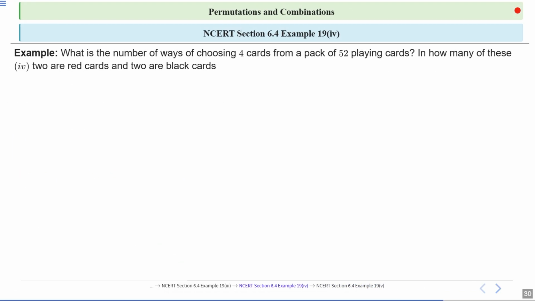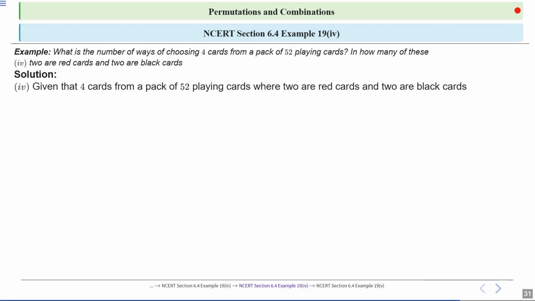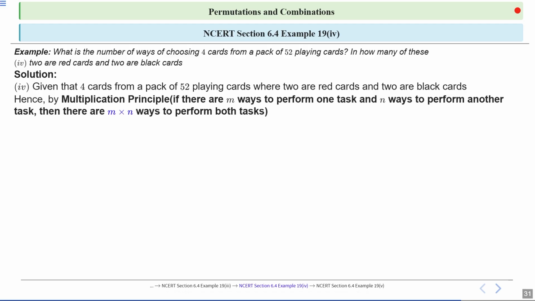Now we will find the number of ways of choosing 4 cards from a pack of 52 playing cards so that 2 are red cards and 2 are black cards. Let's solve this part. Given that 4 cards from a pack of 52 playing cards where 2 are red cards and 2 are black cards. So here you know the multiplication principle: if there are m ways to do one task and n ways to do another task, then there are m into n ways to perform both tasks.